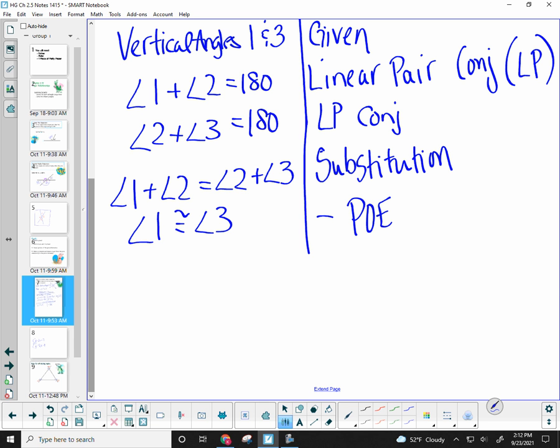So we've proven for all vertical angles now that we can just automatically say the opposite angles, or the vertical angles, are congruent because we've already proven it. It's called the vertical angle conjecture, or the vertical angle theorem, if you want to call it that. We never have to go through this process again for the vertical angles.